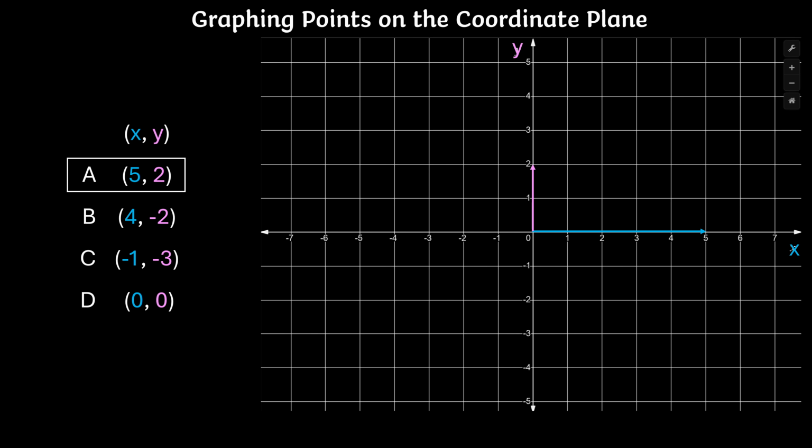Now that we've found the x and y coordinates, we're ready to find the spot where the two parts of our ordered pair come together. Let's follow the x and y coordinates to their meeting place and draw the point.